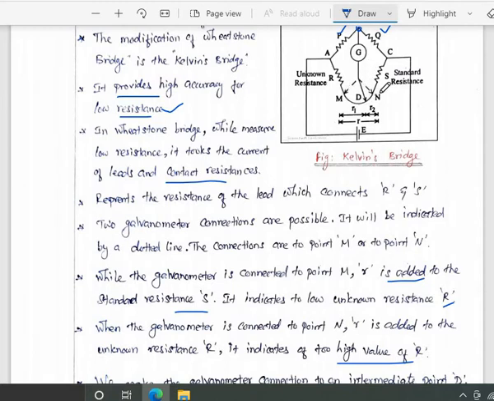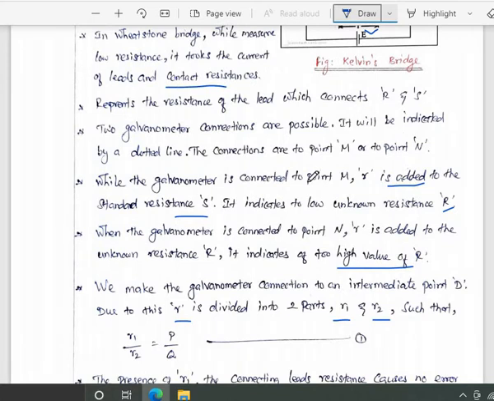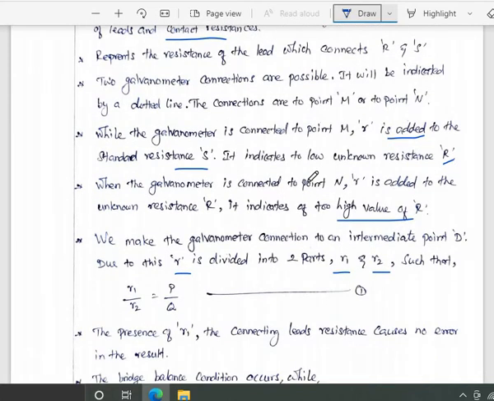Here the galvanometer's other end will be placed here. So the M and N points will be divided into two portions. The total resistance small r will be divided into two sectors: resistance small r1 and this area r2. So r1 plus r2 is the total resistance r. Here we have to take the balanced condition, that is, the bridge is balanced.